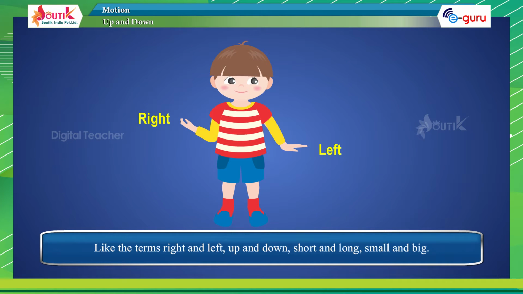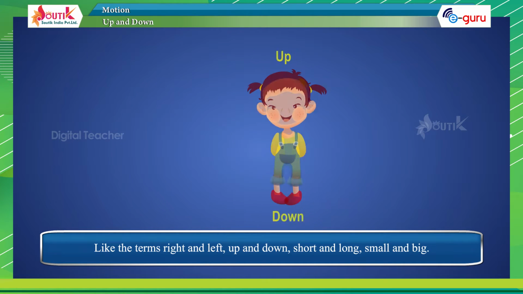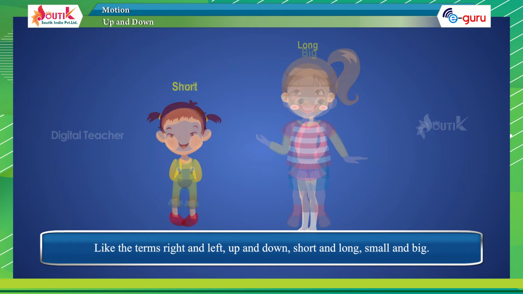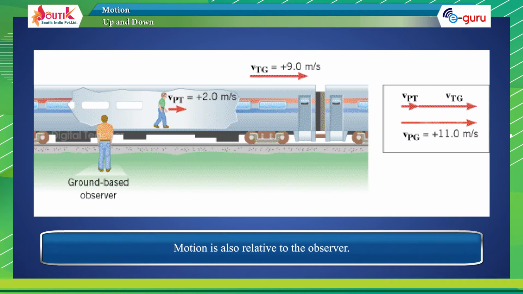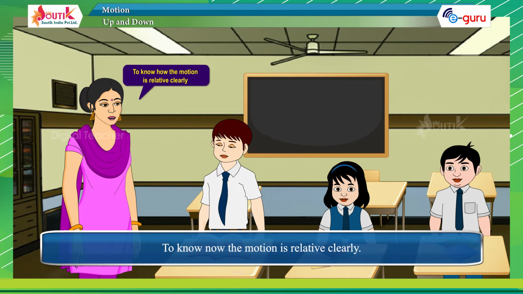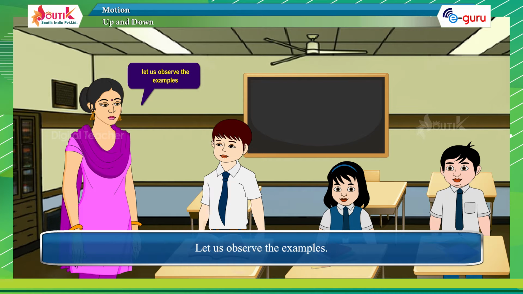By observing these examples, we say that everything on the earth is relative. Like the terms right and left, up and down, short and long, small and big, motion is also relative to the observer. To know clearly how motion is relative, let us observe the examples.